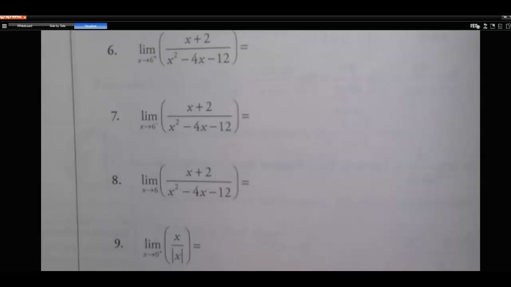Now we can't use L'Hopital, because L'Hopital only works when you have 0 over 0 or infinity over infinity, and we don't have that. We have 8 over 0. So in that case, you could try factoring it. But usually, if L'Hopital doesn't work, factoring is not going to work either. But I'll try to factor it really quick, see if that works.